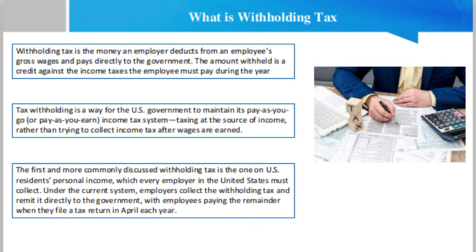Friend, withholding tax is the money an employer deducts from an employee's gross wages and pays directly to the government. The amount withheld is a credit against the income taxes the employee must pay during the year. Non-resident persons are also subject to withholding tax on earned income as well as on other income such as interest and dividends from the securities of US companies that they own. The vast majority of people who are employed in the United States are subject to tax withholding.